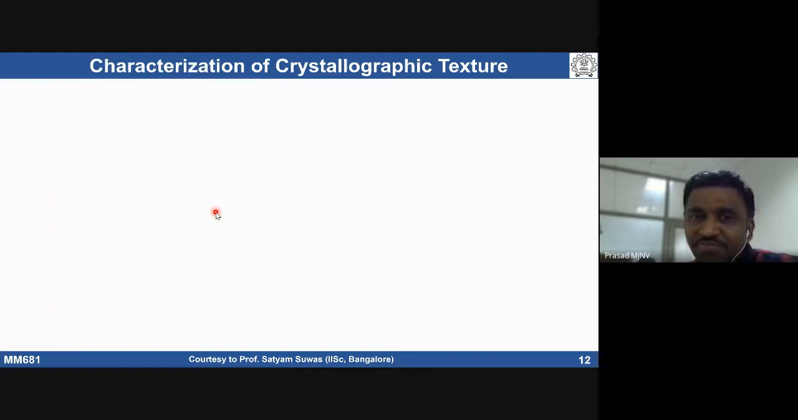So now we talked about how the textures are going to form and what factors are going to dictate them. How do we characterize the crystallographic texture of a material? Any idea? What kind of tools will be used to characterize crystallographic texture of a material?